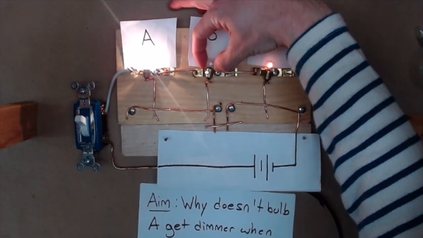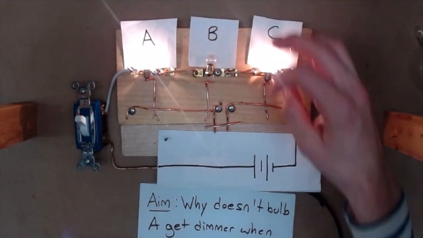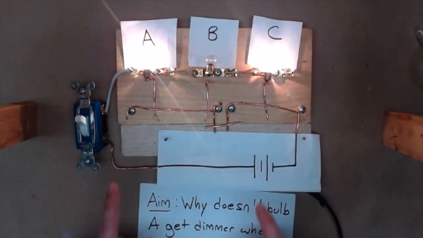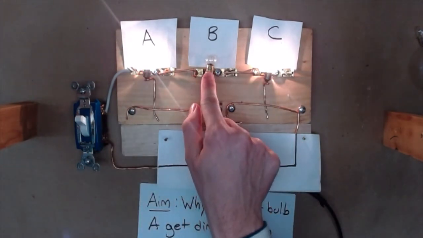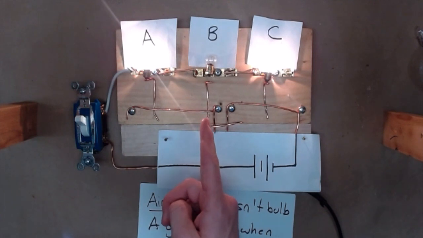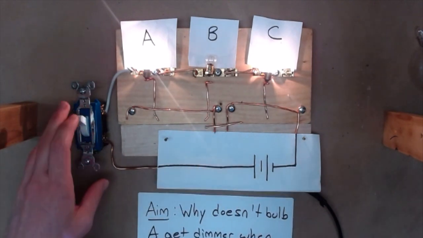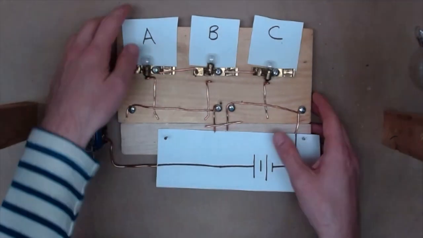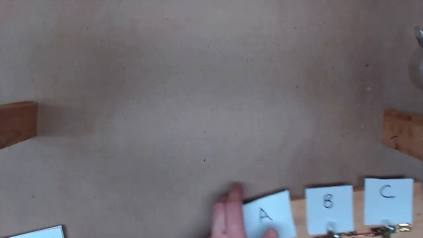Let's see what happens to A and C. Nothing, right? A and C stay just as bright even when I pull B out of the circuit. Ask yourself, would that have happened with a series circuit? You should be able to answer it. So let's flip this circuit off, and let's go ahead and jump to the lesson. So where's my paper?